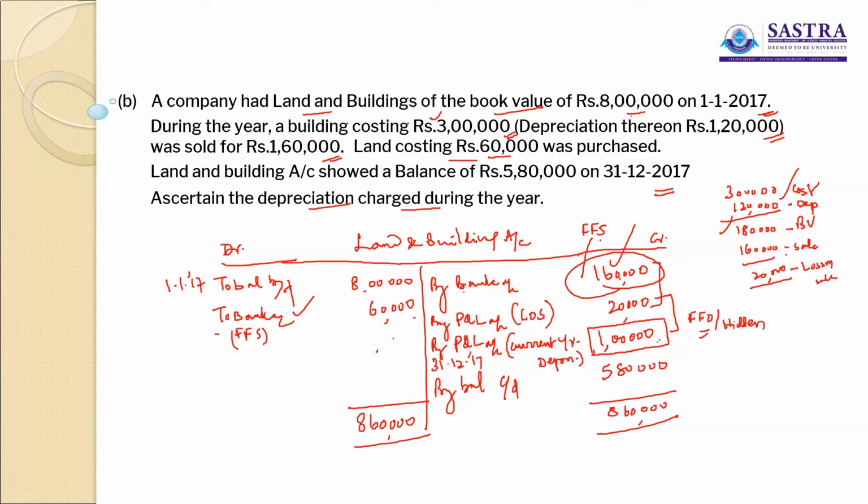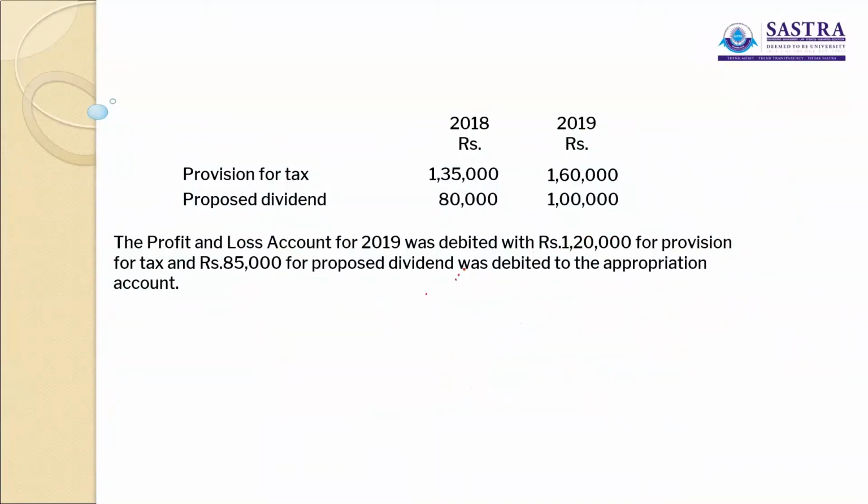So rather than getting into a comprehensive question, we have now looked at a few examples exclusively for preparation of necessary ledgers to identify the hidden information. Now let us consider another example where information regarding provision for tax and proposed dividend for the year 2018 and 2019 are provided. The opening and the closing balances of provision for tax account and proposed dividend account are provided.